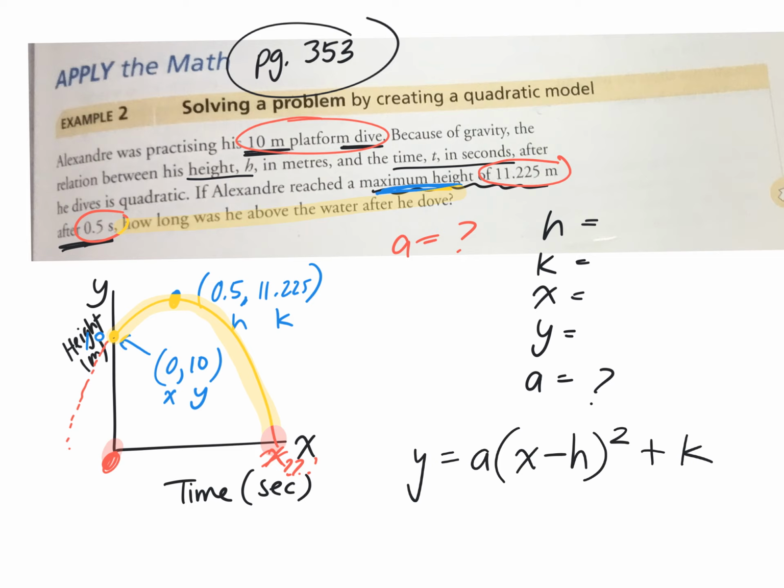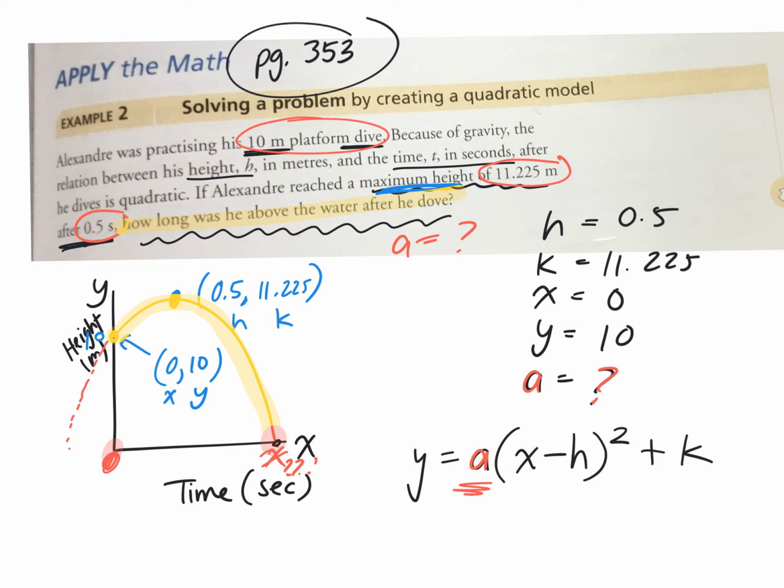Why do we need to solve for a? We can't find the x-intercept if we don't have an equation. You can't find the roots of the quadratic relation unless you have the equation of it. Once you find a, you can come up with the equation, and then we're going to have to solve for x, right? So h is 0.5, k is 11.225, x is 0, y is 10, and we need to figure out a. How long was he above the water after he dove? We have an equation now. We have to figure out how many seconds.